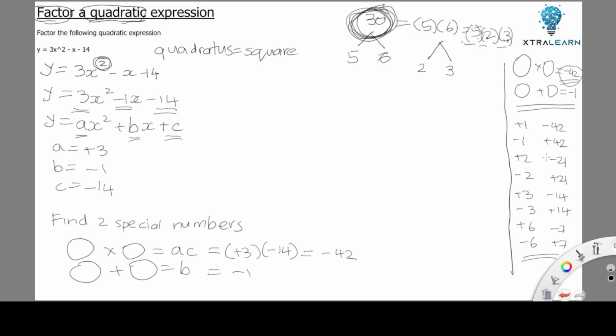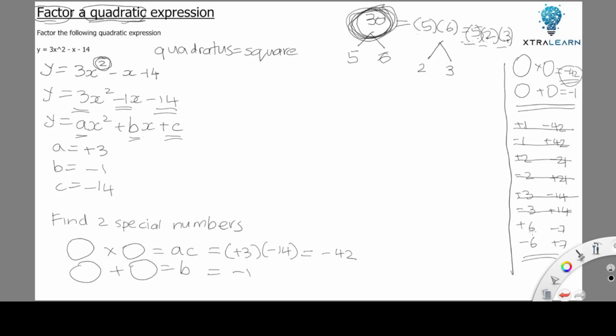Now, one of these pairs of numbers will also add up to give you -1. So just go down the list and see which ones add up to give you -1. Does +1 and -42 add up to give you -1? No, it's -41, so that can't be it. -1 plus 42 is 41, not -1. This didn't give you -1, it's -19. These two add up to give you +19. These two add up to give you -11. -3 plus 14 is +11.